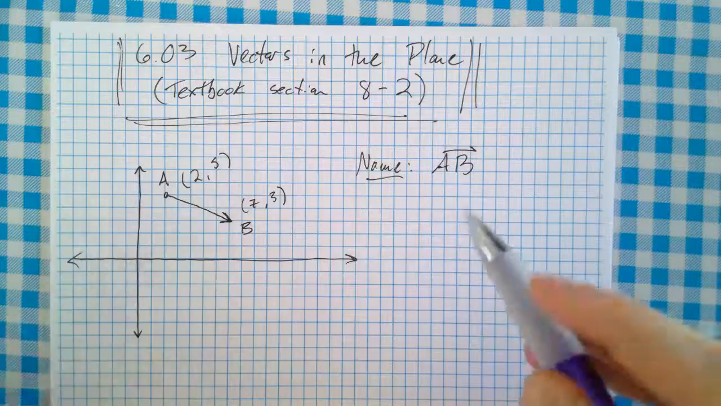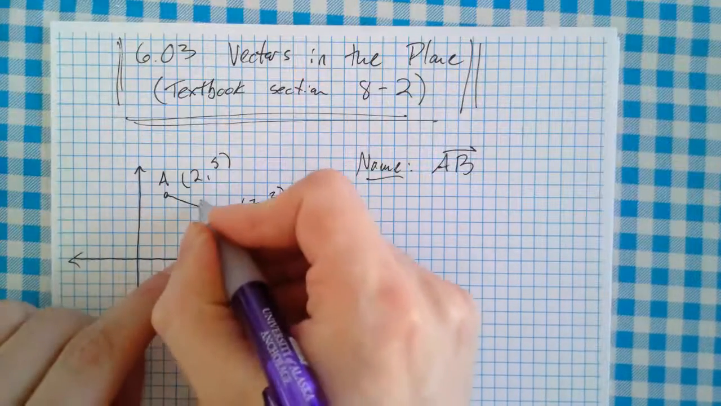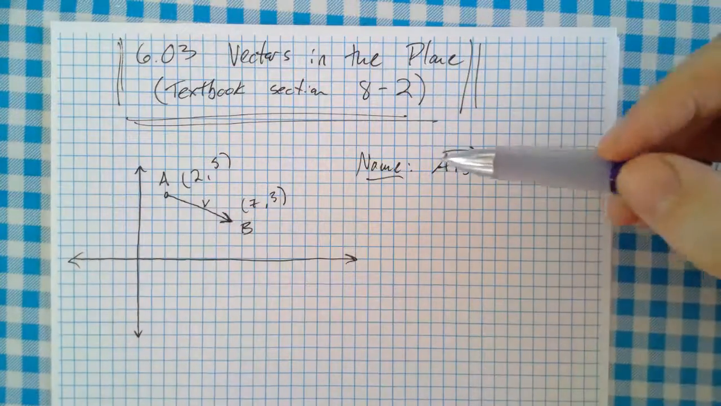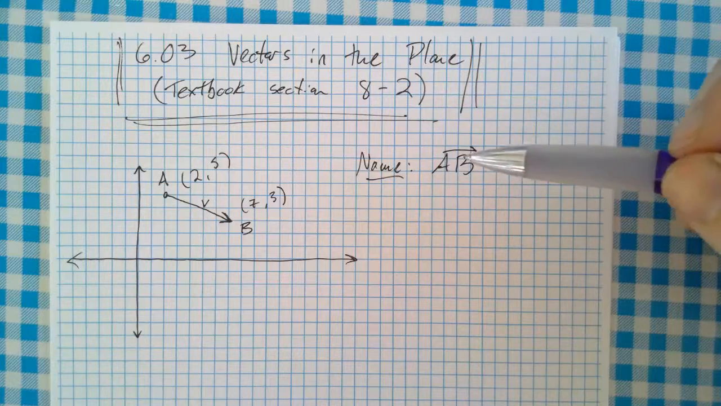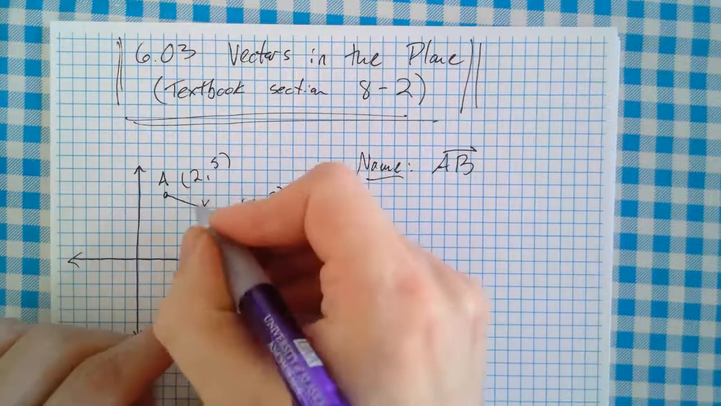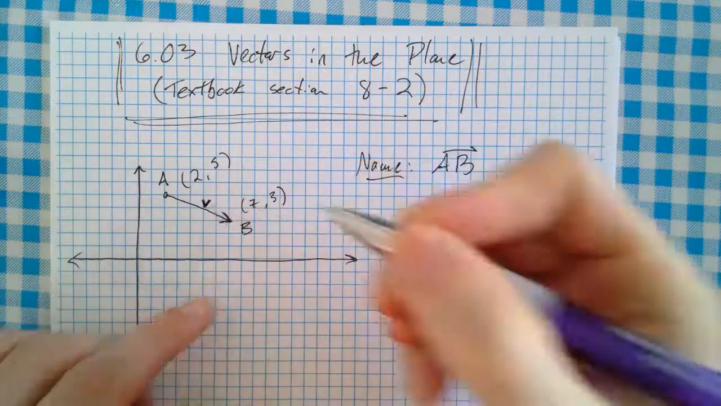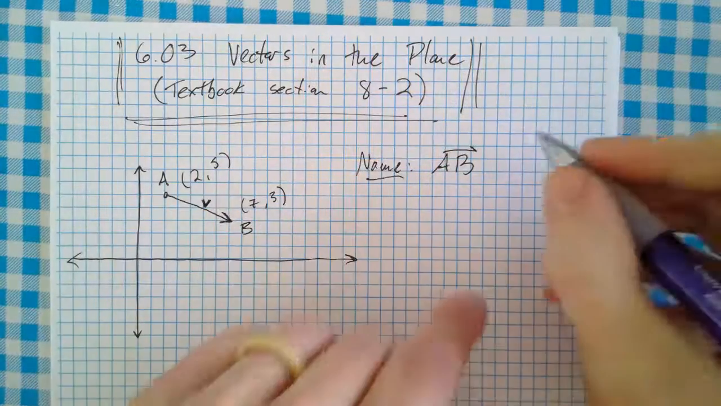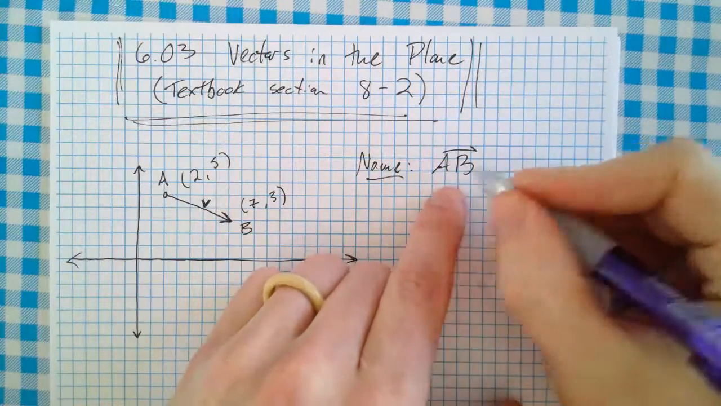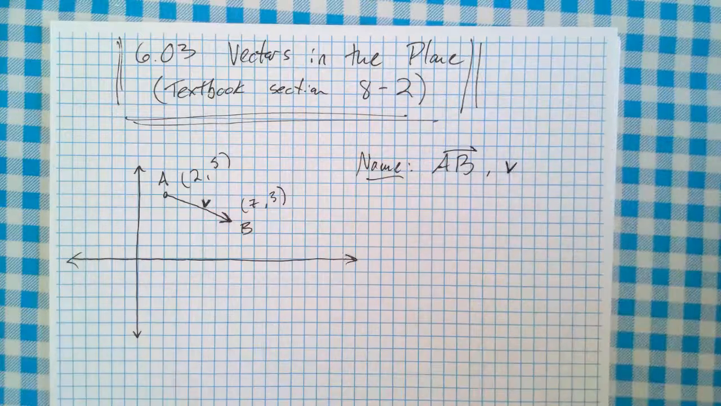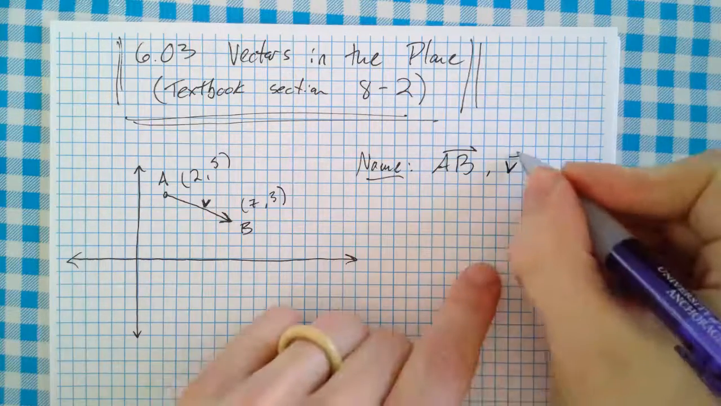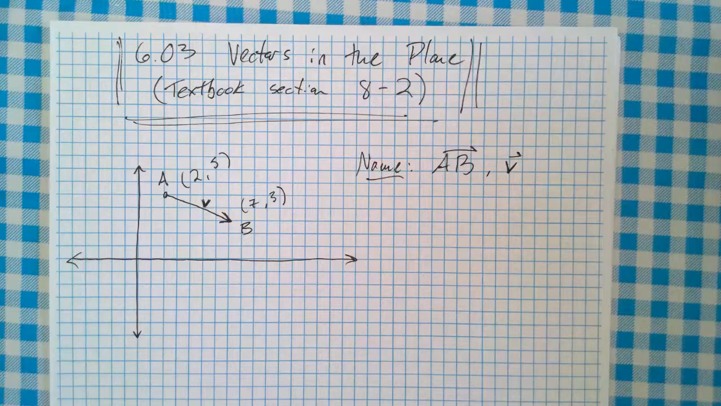If we want to, sometimes we just use a lowercase letter like V or R or Q or P. Those are commonly used as vectors. And sometimes they're bold. A lot of times in textbooks they'll be bold lowercase letters. So we could name it AB using the starting and ending points, or we could just give it a lowercase letter like that. Sometimes you'll see people put a little arrow above it, so you know it's not just a regular variable, but that it's a vector.